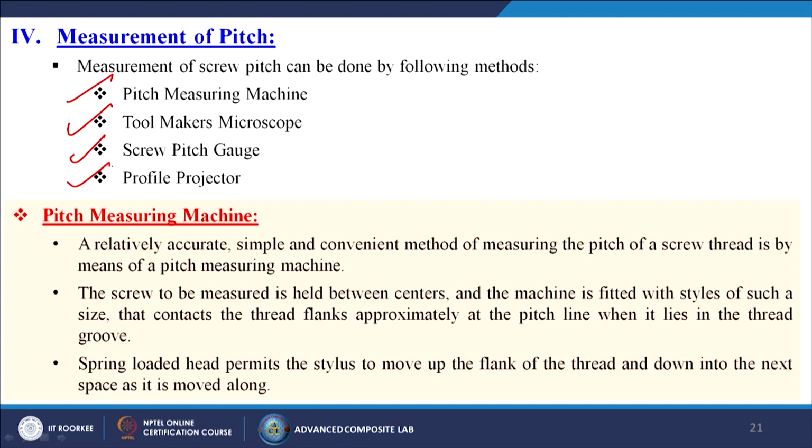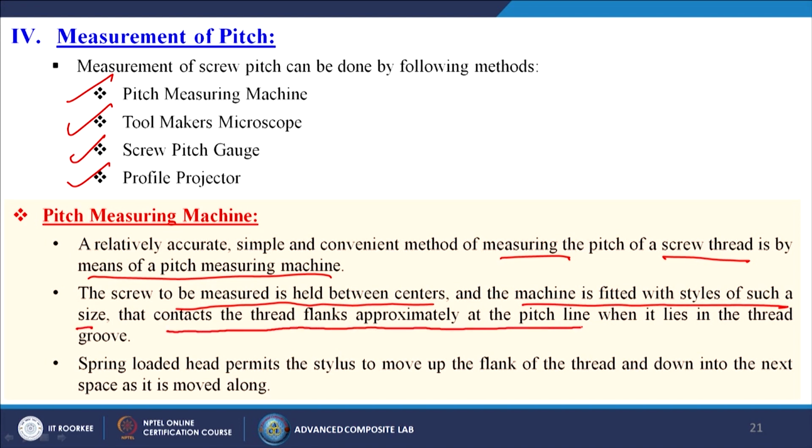So, what is pitch measuring machines? A relatively accurate, simple and convenient method of measuring the pitch of a screw thread is by means of a pitch measuring machine. The screw to be measured is held between centers and the machine is fitted with a stylus of such a size that it contacts the thread flanks approximately at the pitch line when it lies in the thread groove. Spring loaded head permits the stylus to move up the flank of the thread and down into the next space as it is moved along.